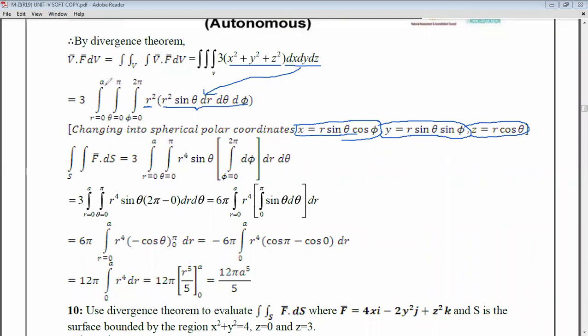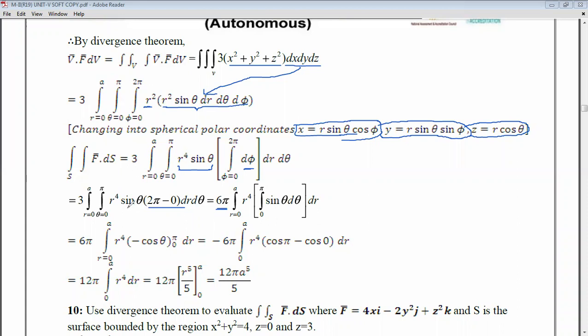Okay, and now we need to apply integration for this. First, with respect to phi. So r square into r square, r power 4 sine theta. This is a constant when you are applying integration with respect to phi. So integral d phi is nothing but phi between the limits 0 to 2 pi. That's why we wrote here 2 pi minus 0 dr d theta. Now we need to apply integration, and 2 pi minus 0 is nothing but 2 pi, and we can write it outside. So 3 into 2 pi is nothing but 6 pi.